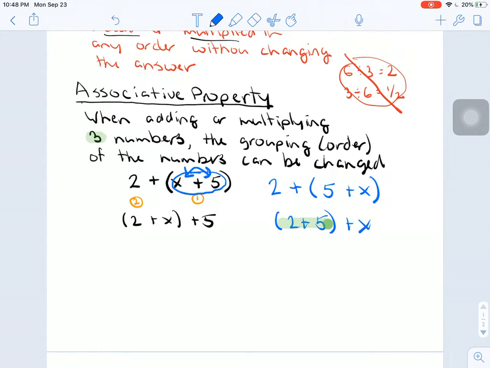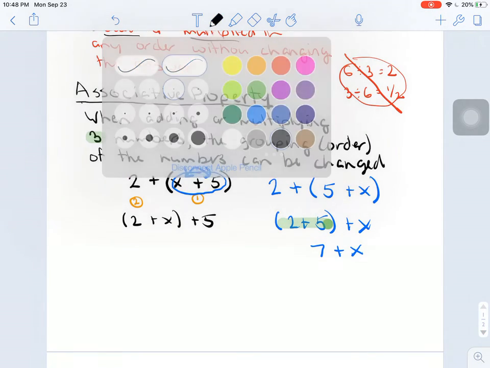So I could take this problem and rewrite it in a shorter way and change it into 7 plus x. So I worked around the variable and was able to combine some pieces around the variable to make the problem shorter and simpler.